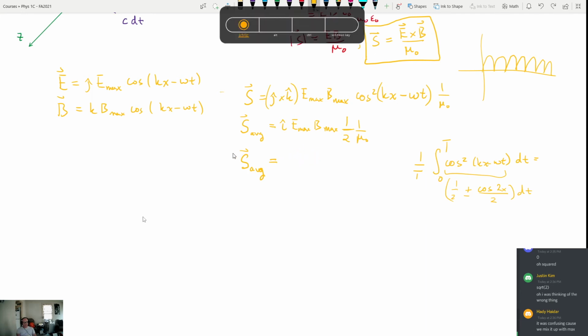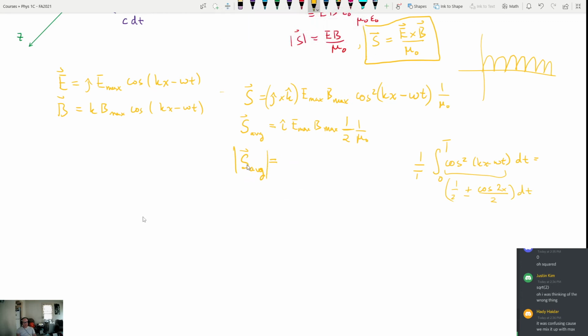Sorry. Let's just do magnitude, because that's what we care about in the end. S average is going to end up being E max B max over 2 mu naught. And this is mostly what I think you're going to use in your homework problems. You may have to use this one. I can't remember, but definitely you will have to use this version of it. Let me make sure that I actually wrote it down right.